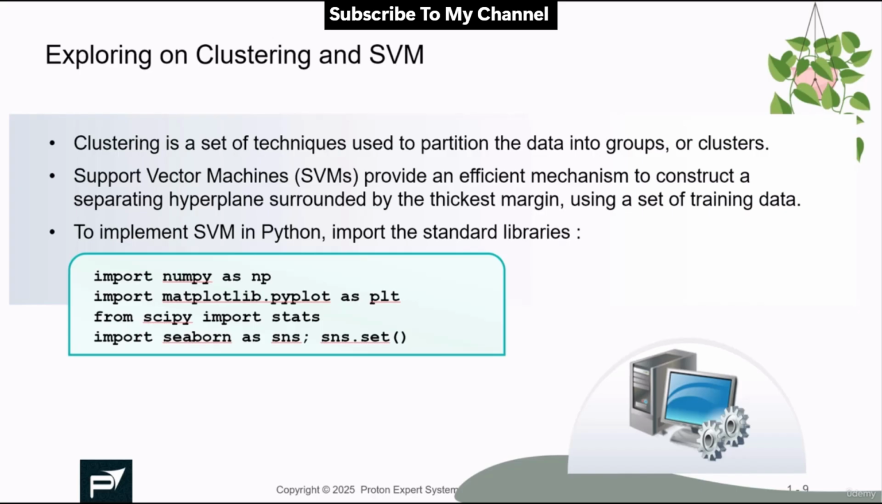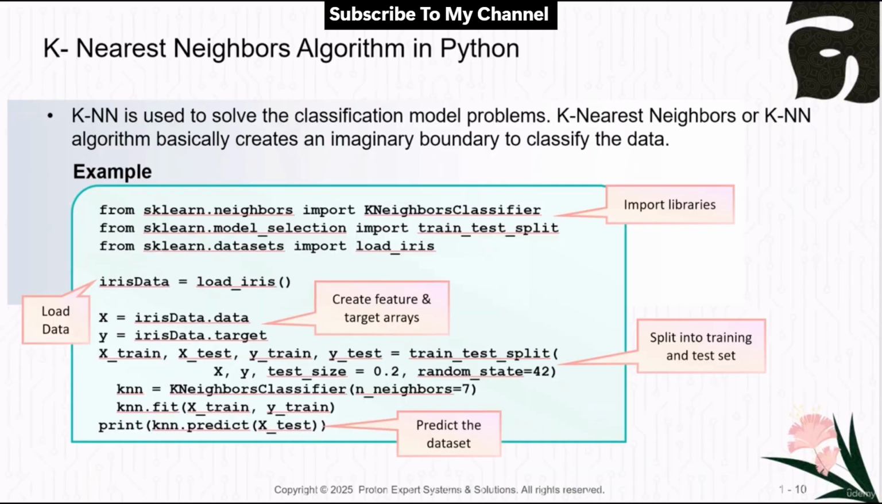import matplotlib.pyplot as plt, from SciPy import stats, and so on. Let's try to understand the k-nearest neighbors algorithm in Python. The k-nearest neighbor algorithm is used to solve classification model problems. K-nearest neighbors or KNN algorithm basically creates an imaginary boundary to classify the data.